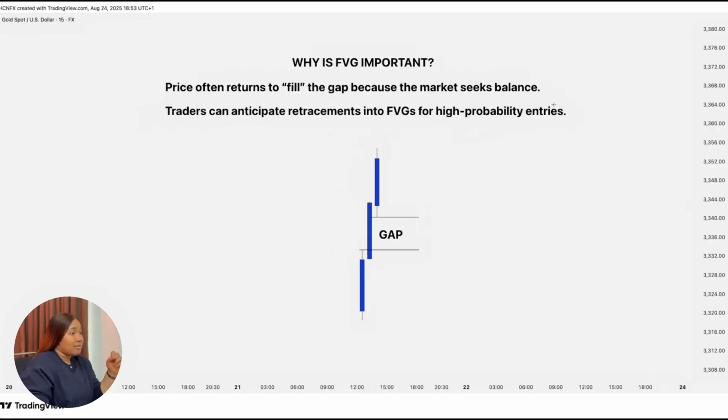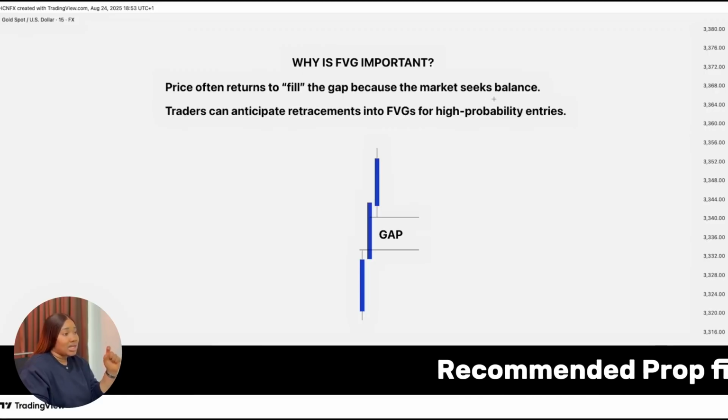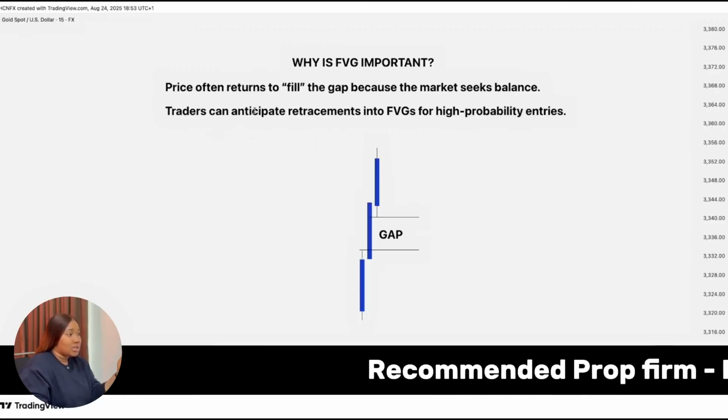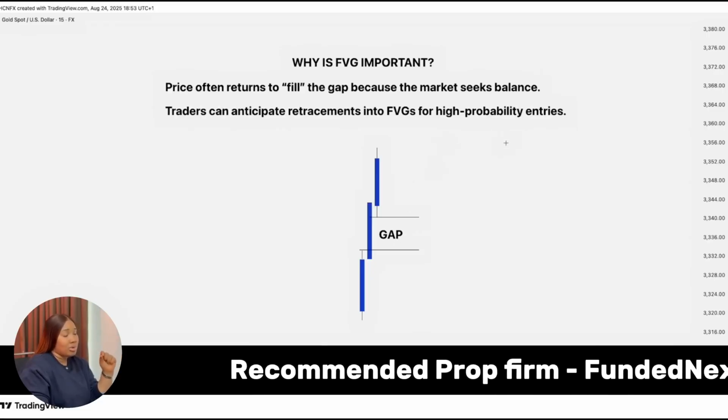So the next question we have here is, why is fair value gap or FVG important? Now, when the market is moving, it is proper for both the bulls and the bears to have equal movement. But when that doesn't happen, that is when the FVG, the gap, will be created in the chart. So price often returns to fill the gap because the market seeks balance, and traders can anticipate retracement into the FVG for high probability setups.